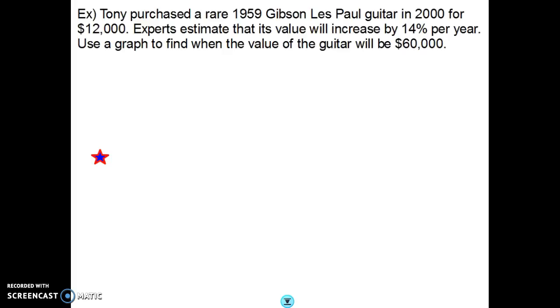So even though we aren't asked to explicitly, we are still going to need an exponential function in order to model this scenario. So we'll still need to write our A of t equation. Well, we know that our initial value, in this case, is $12,000. That's what the guitar is worth when he buys it. This next part's always 1. In this case, the value is increasing, so we have exponential growth, which means it's plus. And it's growing at a rate of 14% per year.